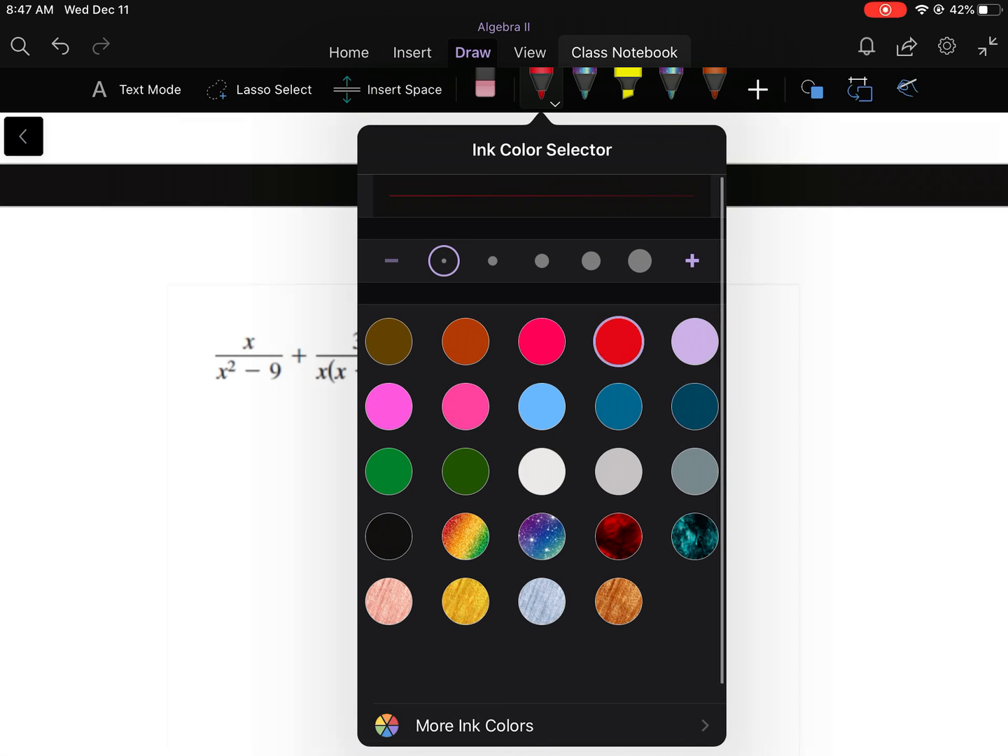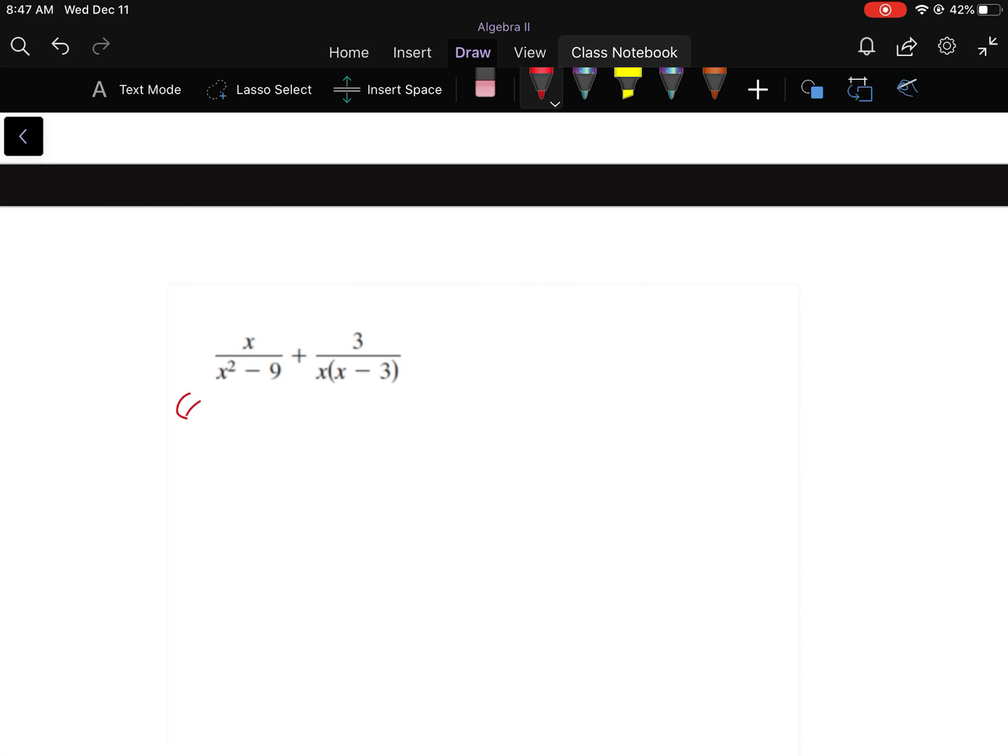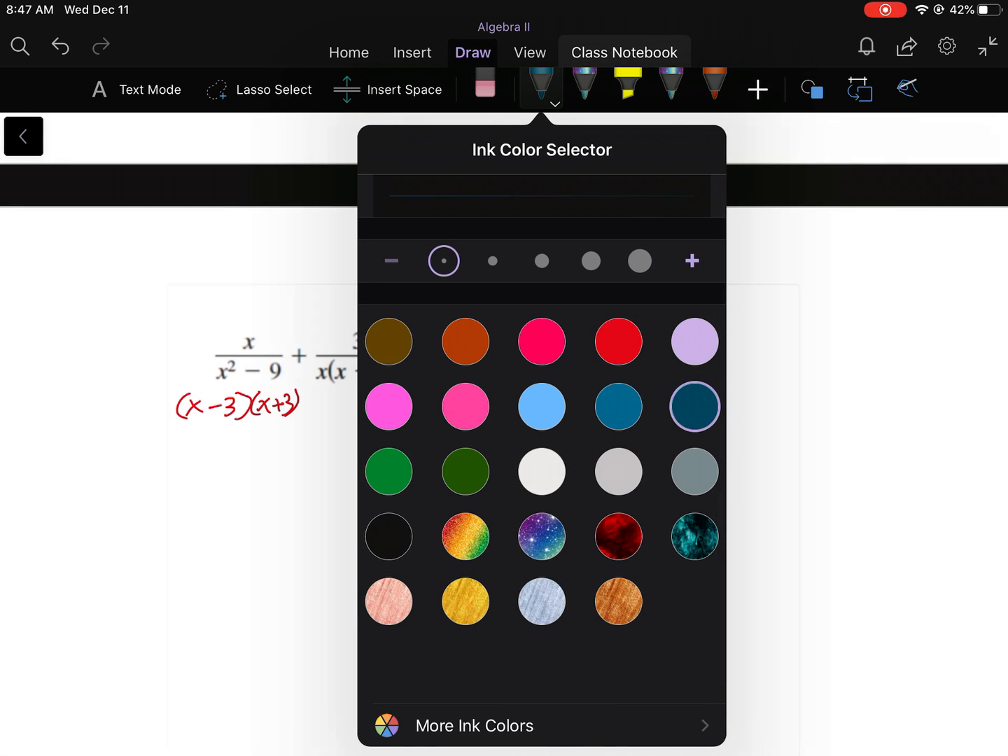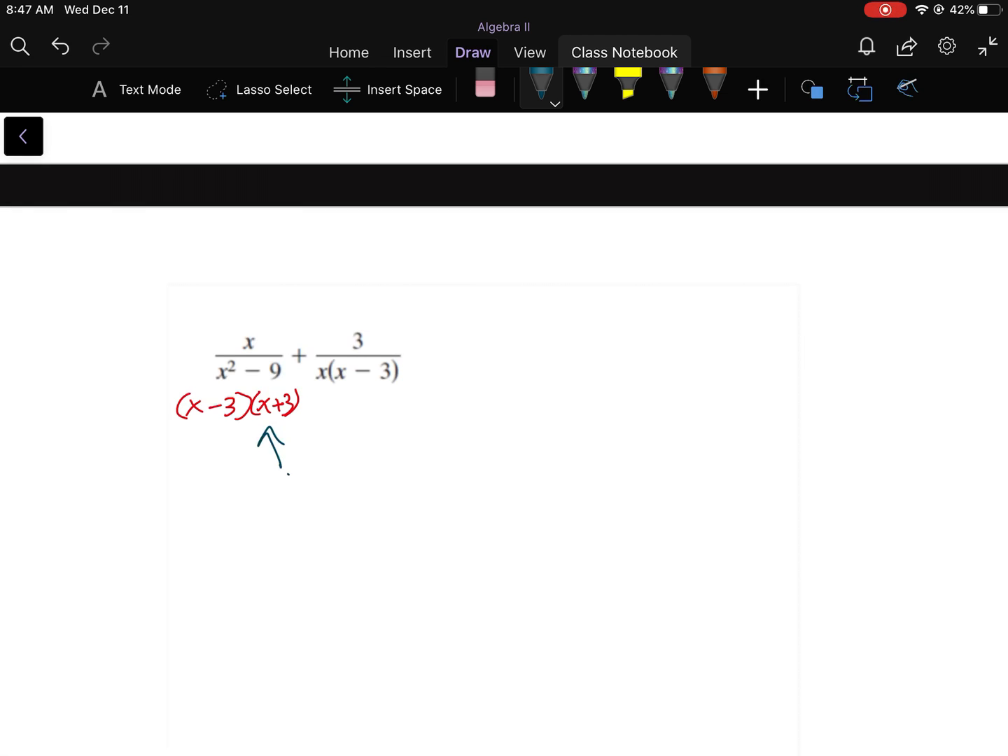Okay, let's try that again. I'll go back to my red. Factor first, so x minus 3, x plus 3. The other one's factored too. I'll go with my blue. Remember, they have to have the same factors. So this one's got an x minus 3 and an x plus 3. This one has x and x minus 3. So what this one's missing is the x plus 3. And whatever I do to the bottom, I have to multiply by the top. This one's got the x minus 3. It's got the x plus 3. It's just missing another factor of x.